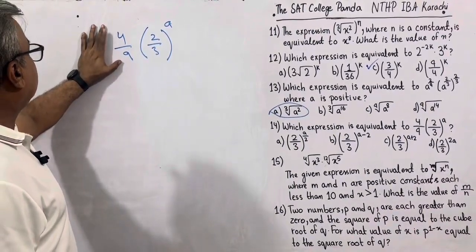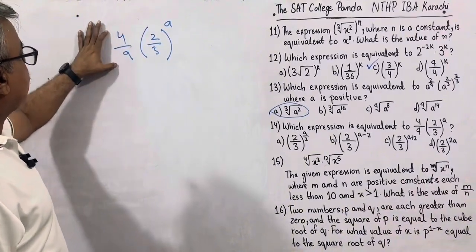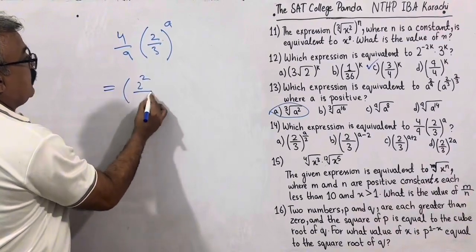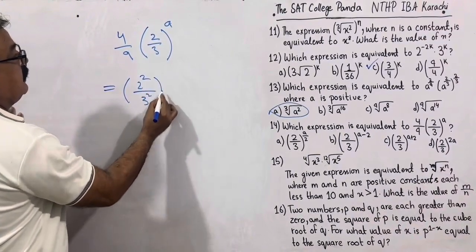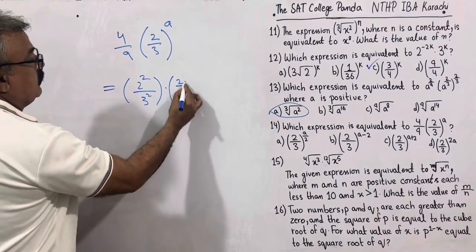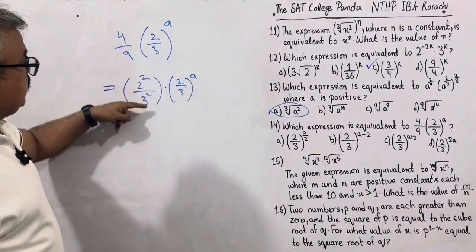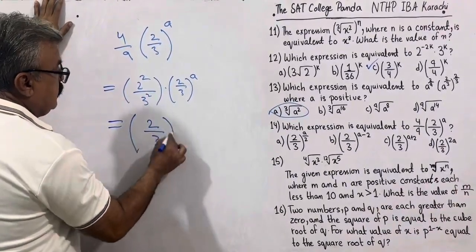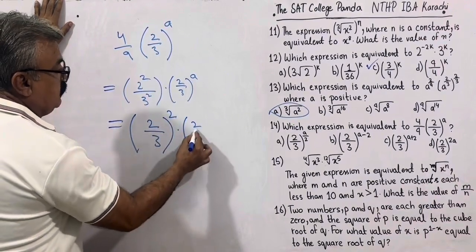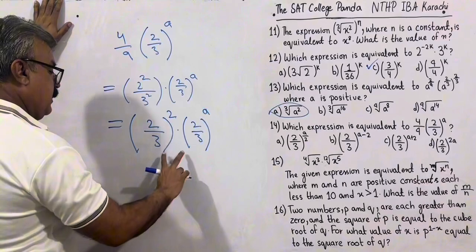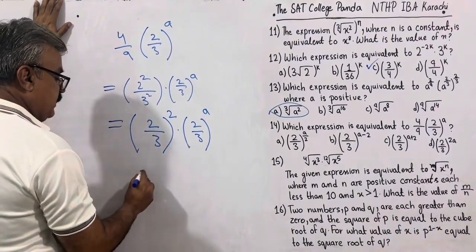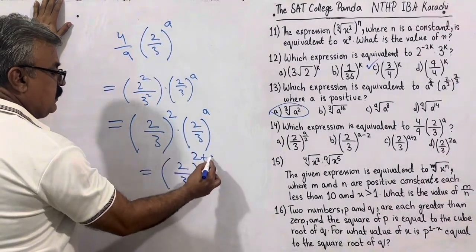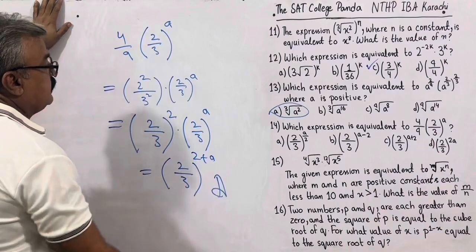However, 4 over 9 can be converted to 2 over 3 squared, as 4 can be written as 2 squared and 9 can be written as 3 squared. They have the same exponent, so it can be written as (2 over 3) raised to 2 times (2 over 3) raised to a. Now the bases are the same and they are in multiplication, so write the base once, 2 over 3, and add the exponents: 2 plus a. It's our answer in that case.